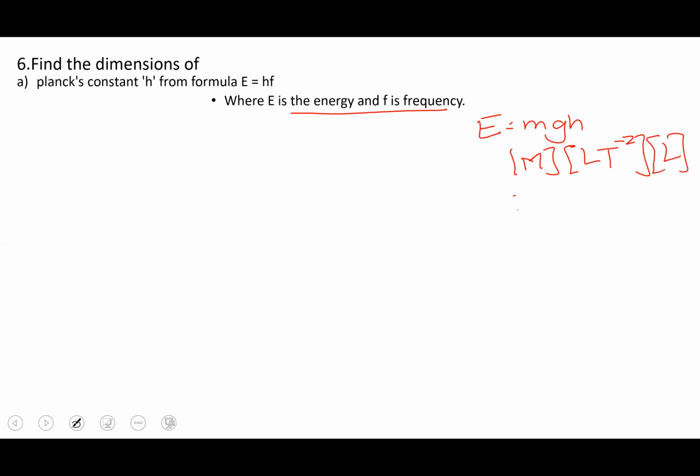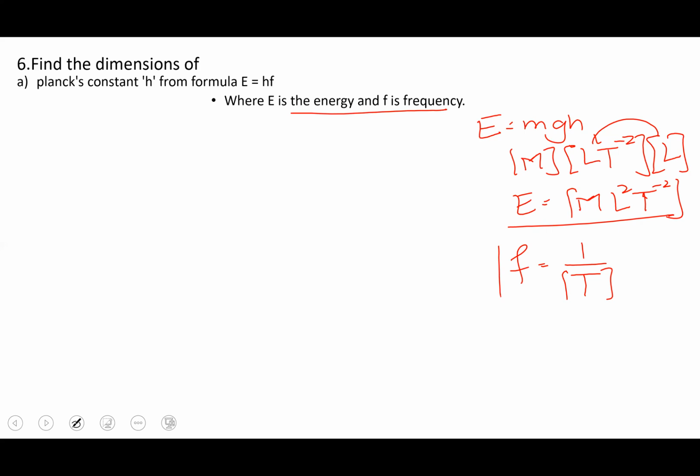So the dimension of E is basically M L squared, because this L will multiply with this one, into T to the power minus 2. This is the dimension of E. And as we know, frequency is the inverse of time period, so the dimension of frequency is T inverse. These are the 2 dimensions which we are going to use to find the dimension of Planck's constant, which has the value of 6.6 times 10 to the power minus 34.